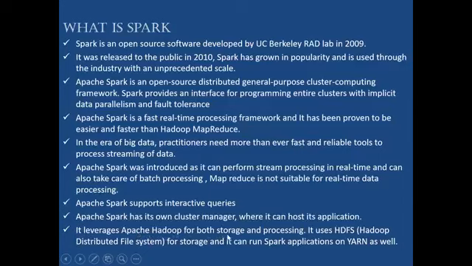Spark leverages Apache Hadoop for both storage and processing. It uses HDFS, the distributed file system, for storage. It can run Spark applications on YARN as well. See, MapReduce is able to read data only if it is there in HDFS, the Hadoop Distributed File System.